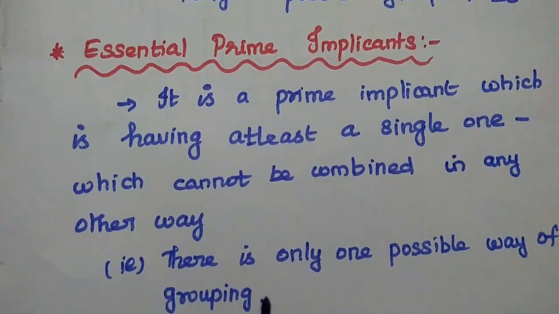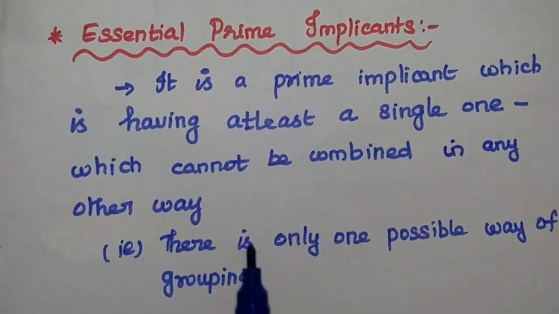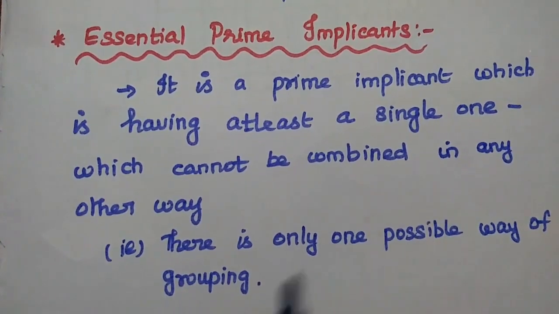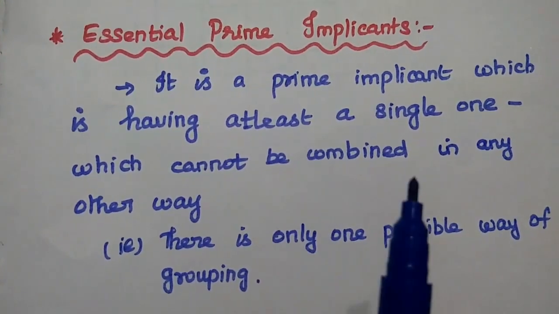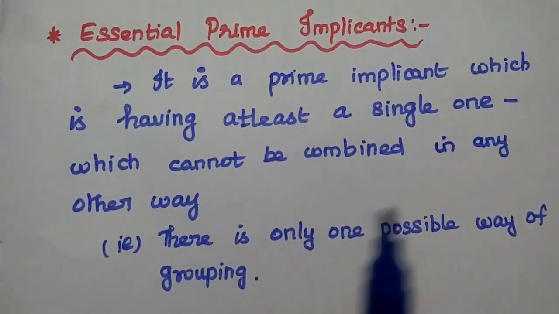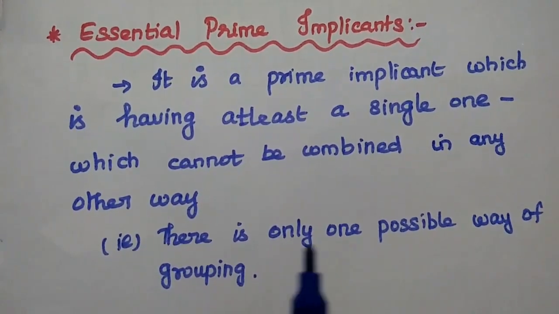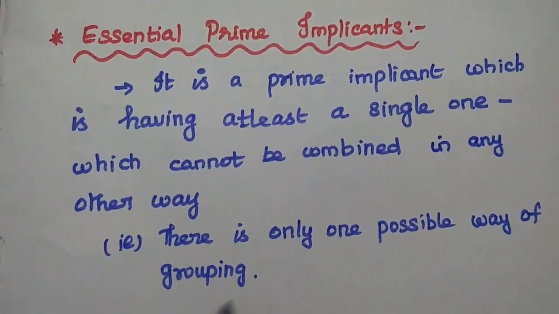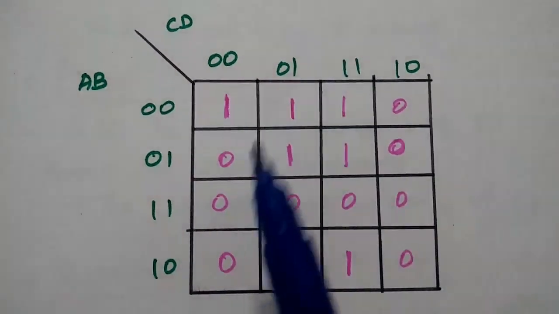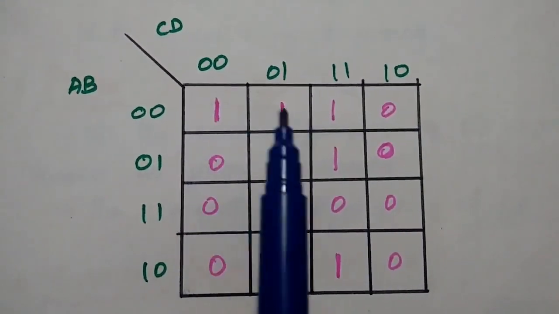There is one more implicant, that is what? Essential prime implicant. It is a prime implicant which has at least a single one which cannot be combined in any other way. That is, there is only one possible way of grouping. So, for example, in this K-map, the values are given like this.